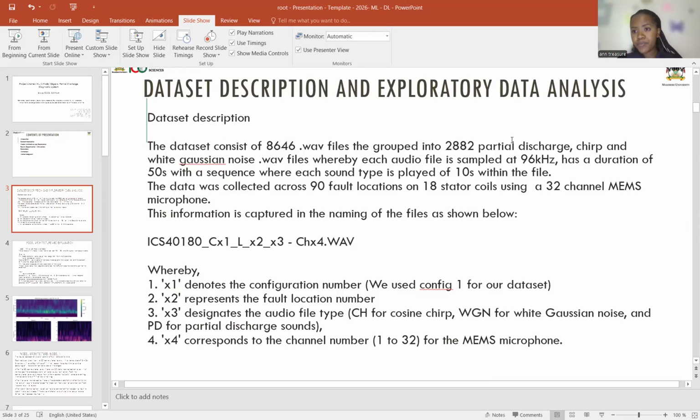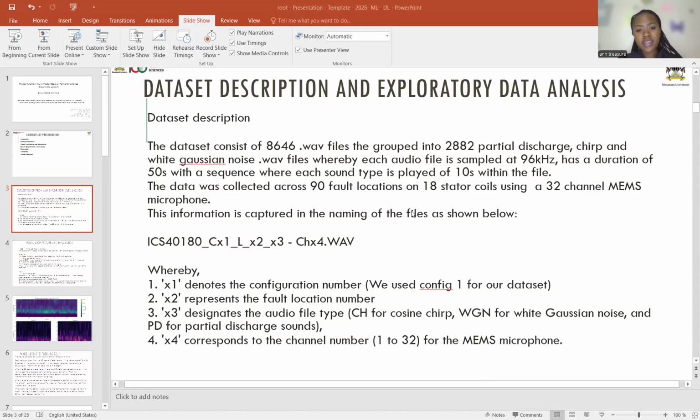So the data description. I used a data set that consisted of 8,646 wave files, audio files that were grouped into 2,882 partial discharge, sharp and white Gaussian audio files. These are the sounds that are produced by electrical equipment. Each audio file was sampled at 96 kilohertz and had a duration of 50 seconds, and within these files there were repeated segments of 10 seconds of each sound being played. So each sound was played 5 times in each of these files.